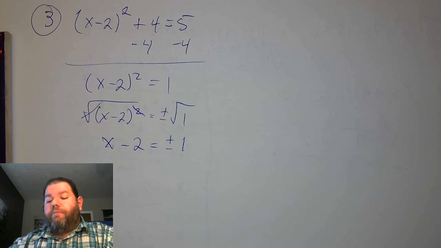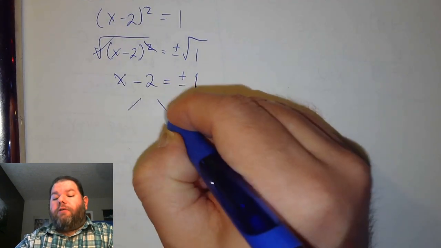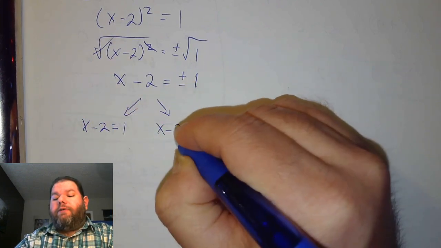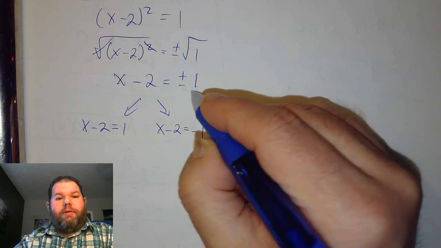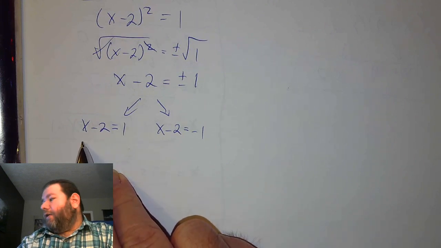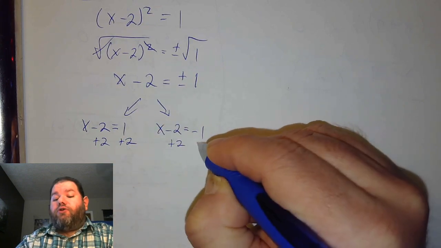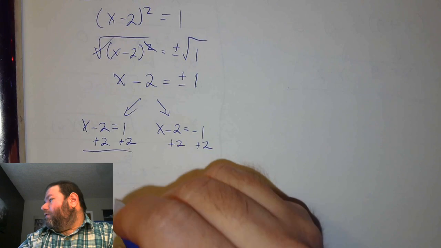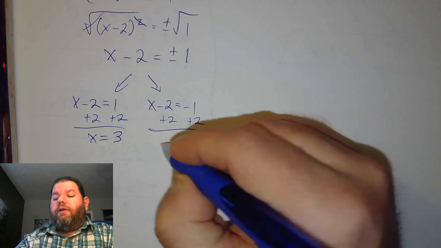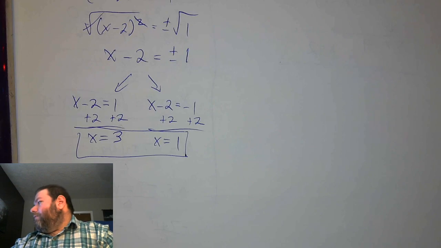From that point, we branch it off into two problems. x minus 2 equals 1 and x minus 2 equals negative 1 to represent the plus minus option there. And from that point we just need to solve for x. So add 2 to both sides for both equations. Okay. And so that gives us x equals 3 and x equals 1. And that would be our two solutions.